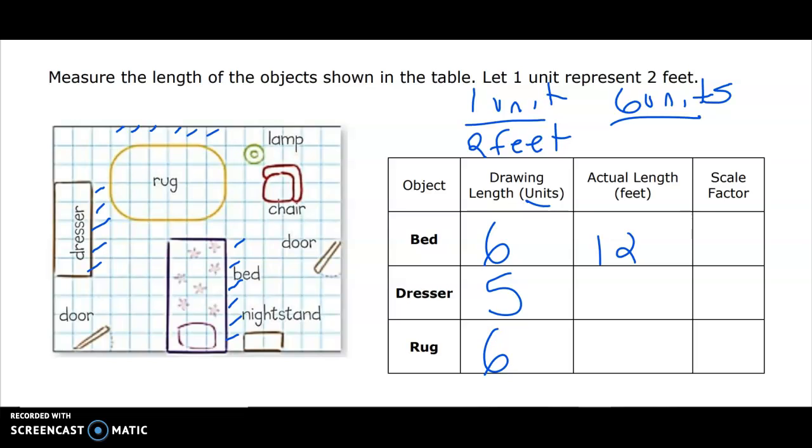And 5, let's erase this and put a 5 here. And then 5 units. So 1 to 2 I'm doubling, 5 doubled would be 10. We already did 6, which is 12. And it is a scale factor of 1/2, because we are doing units to feet.